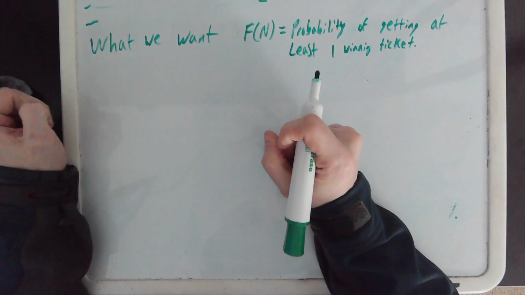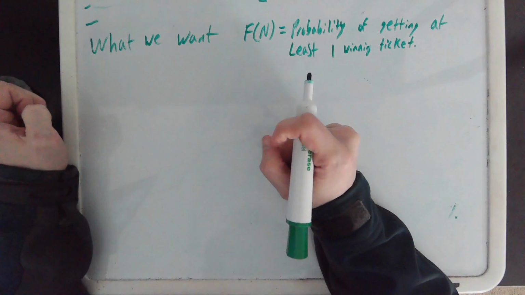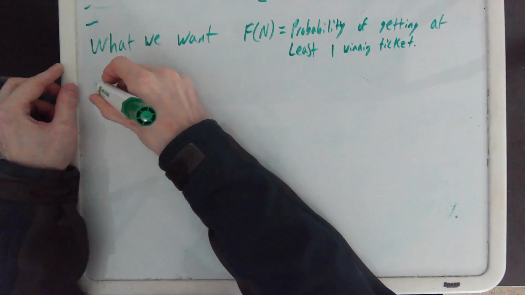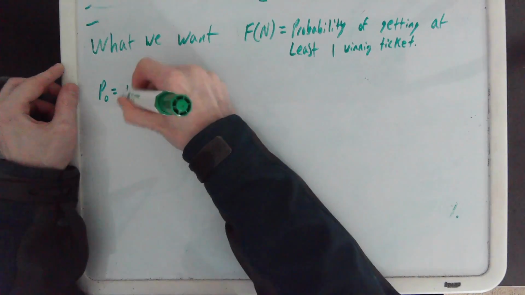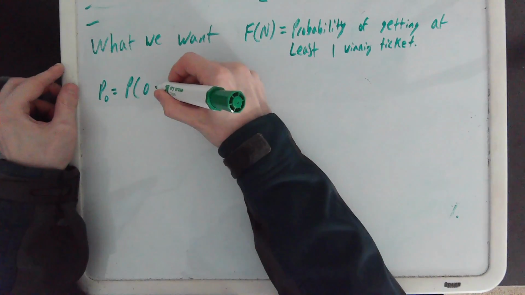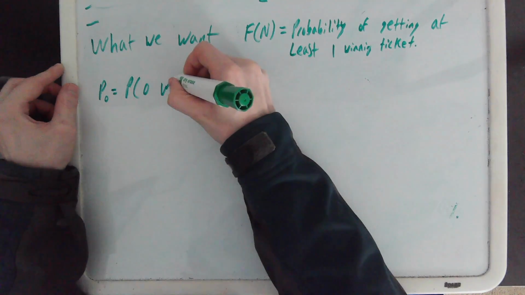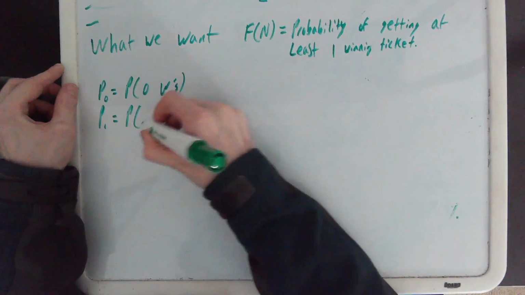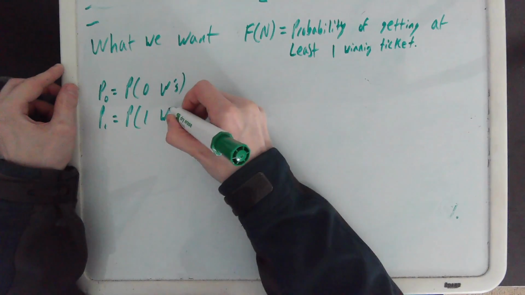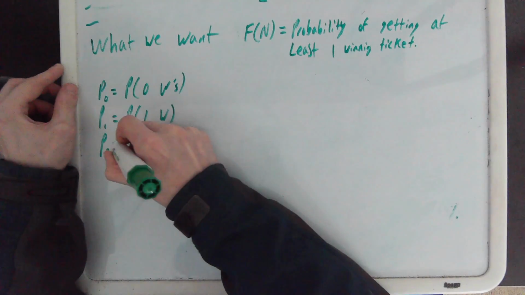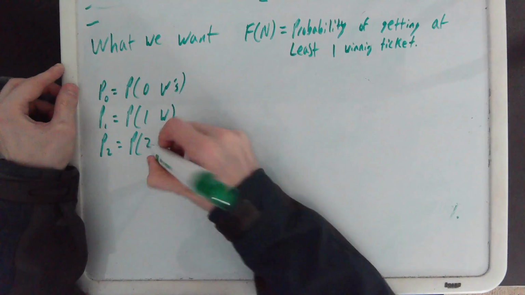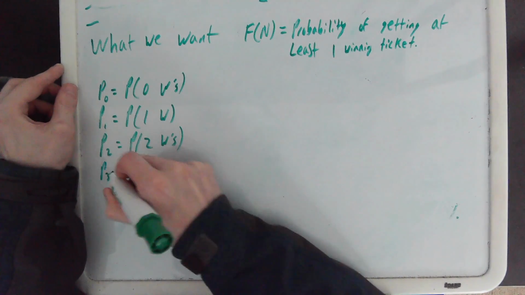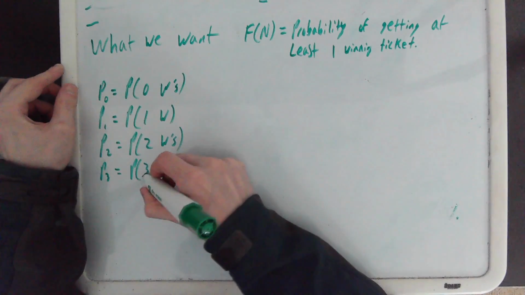First, let's just talk about the cases of winning exactly some amount of tickets. So for example, let's say that P0 is the probability of getting 0 winning tickets, 0 Ws. And let's say P1 is the probability of getting 1 winning ticket, 1 win. P2 equals the probability of getting 2 winning tickets. And then P3 is the probability of getting 3 wins.